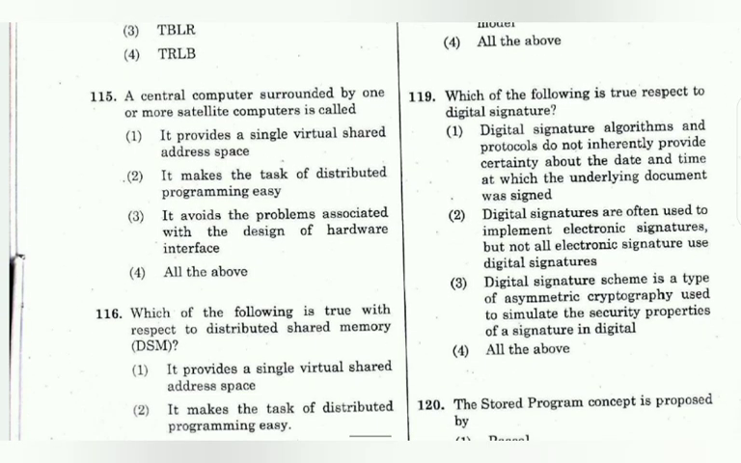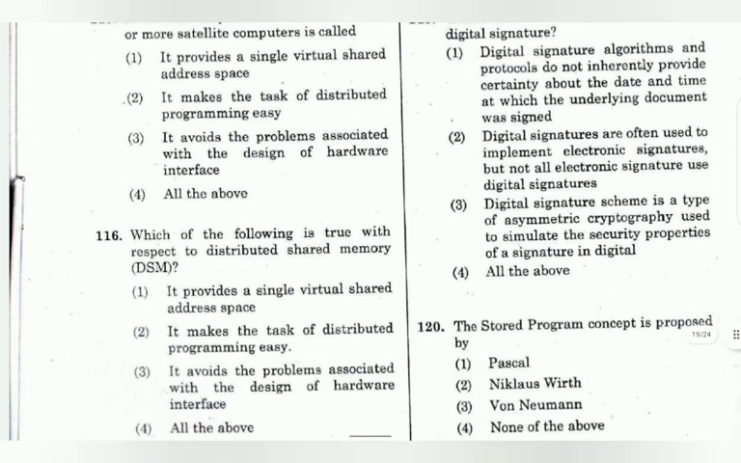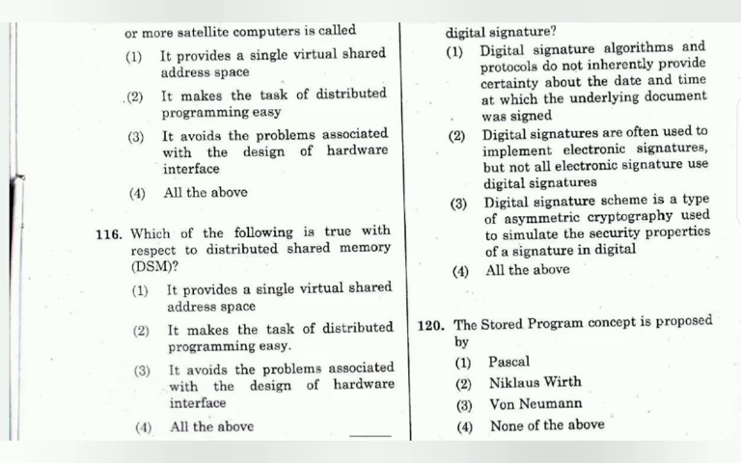A central computer surrounded by one or more satellite computers is called. A central computer surrounded by satellites is a type of distributed system where computing tasks are shared. It may provide a single virtual shared address space for communication. It helps in simplifying distributed programming since the computation is shared among multiple computers. It reduces hardware design complexities by creating an abstract layer for communication. So, option 4, all of the above, is the correct answer.